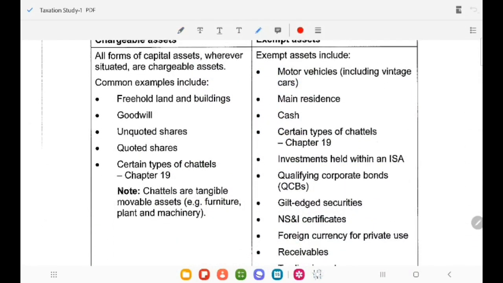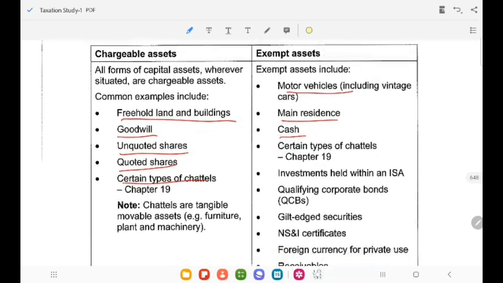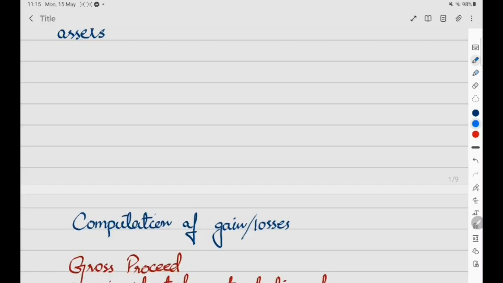And apart from this, chargeable assets are given to you. Common examples: freehold land and building, goodwill, unquoted shares, quoted shares, certain types of chattels. Exempt assets include motor vehicle, main residence, cash, and so on. All these are said to be your exempt assets, right?